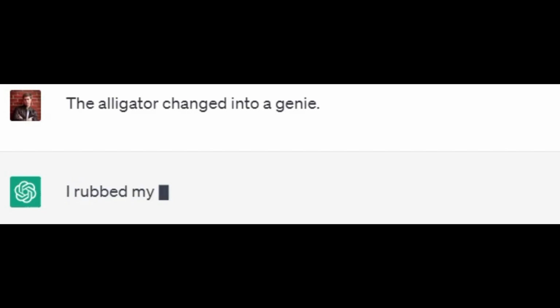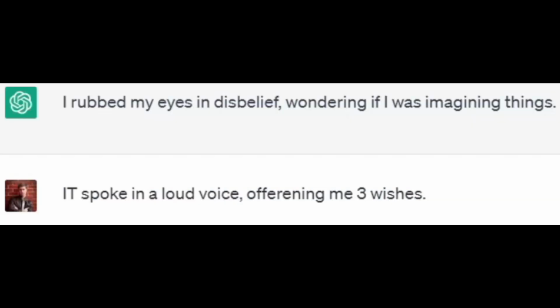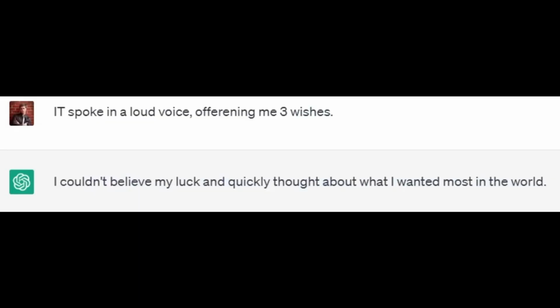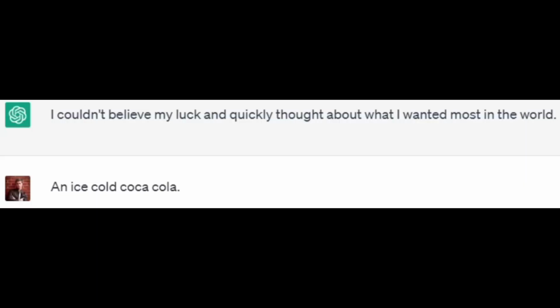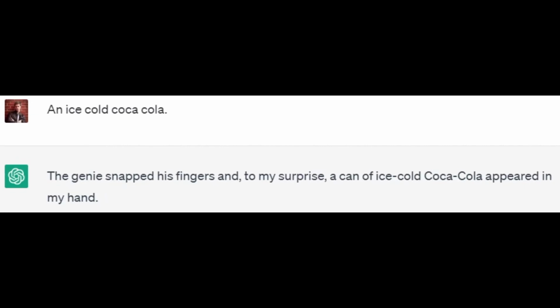The alligator changed into a genie. I rubbed my eyes in disbelief, wondering if I was imagining things. It spoke in a loud voice, offering me 3 wishes. I couldn't believe my luck and quickly thought about what I wanted most in the world. An ice-cold Coca-Cola. The genie snapped his fingers and, to my surprise, a can of ice-cold Coca-Cola appeared in my hand. How great is this to become more creative?